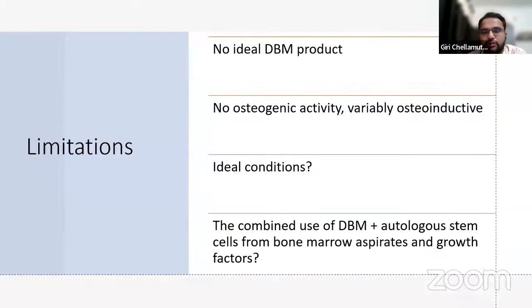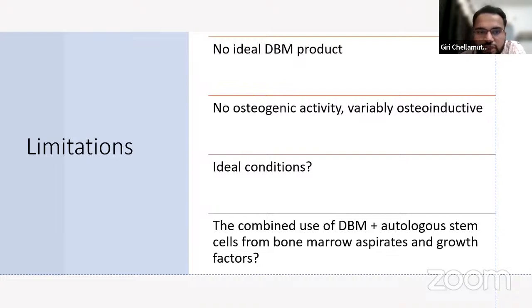So coming to the limitations, there is no ideal DBM product. As I summarized before, there are a lot of commercially available products. Even two products from the same batch of the same company will have different potentials because it is based on the host from which the demineralized bone graft is obtained and based on the growth factor concentrations. And there is no osteogenic property, and variable osteoinductive property is there. And we couldn't define ideal conditions on when to use a demineralized bone graft, when to use hydroxyapatite, when to use tricalcium phosphate, etc. And the combined use of DBM and allogenic stem cell products like BMAC is coming up, and there is very, very limited data available.